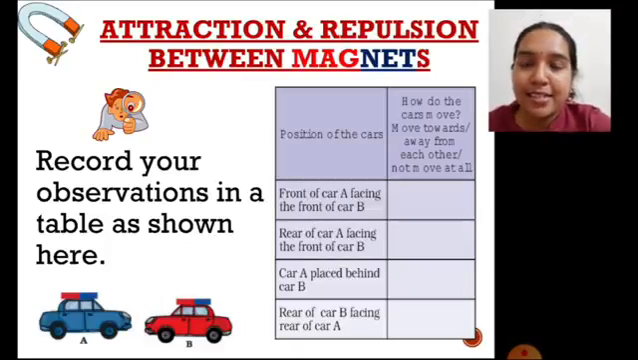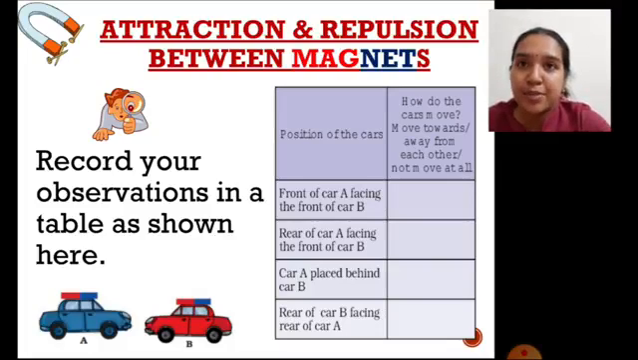In the previous class, we learned an activity of cars tied with magnets, and we saw their movement when placed in different positions. That movement of these cars is due to the magnetic effect. We have understood those observations, and we can say that like poles of a magnet repel each other and unlike poles of a magnet attract each other.